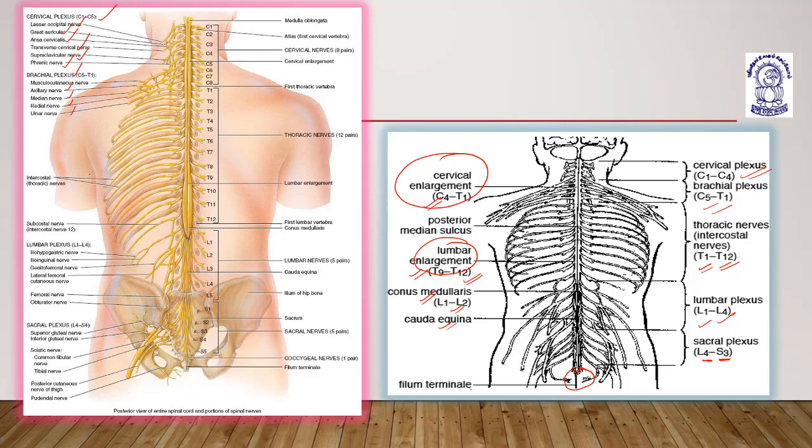These are the intercostal nerves or thoracic nerves, subcostal nerves, or intercostal nerves to T12. Lumbar plexus from L1 to L4, then sacral plexus from L4 to S3 or S4.